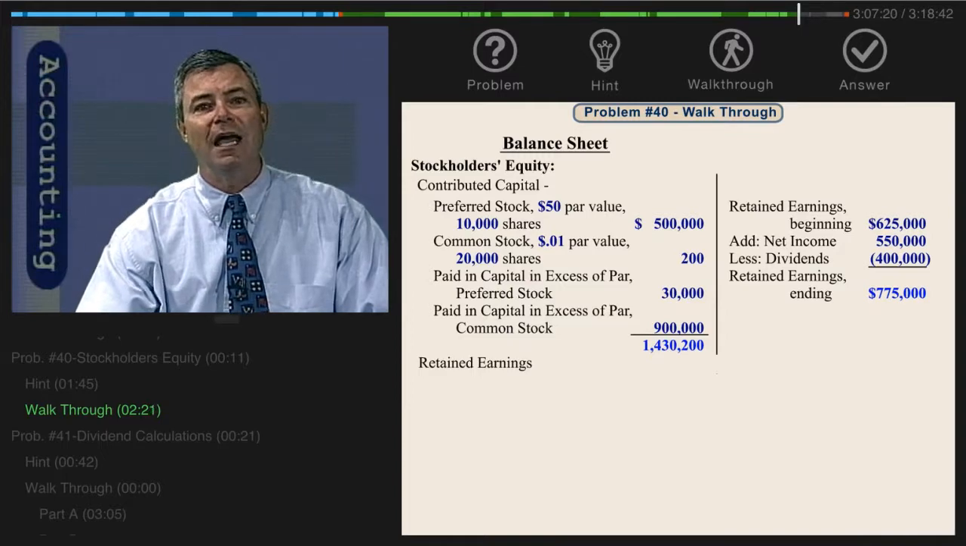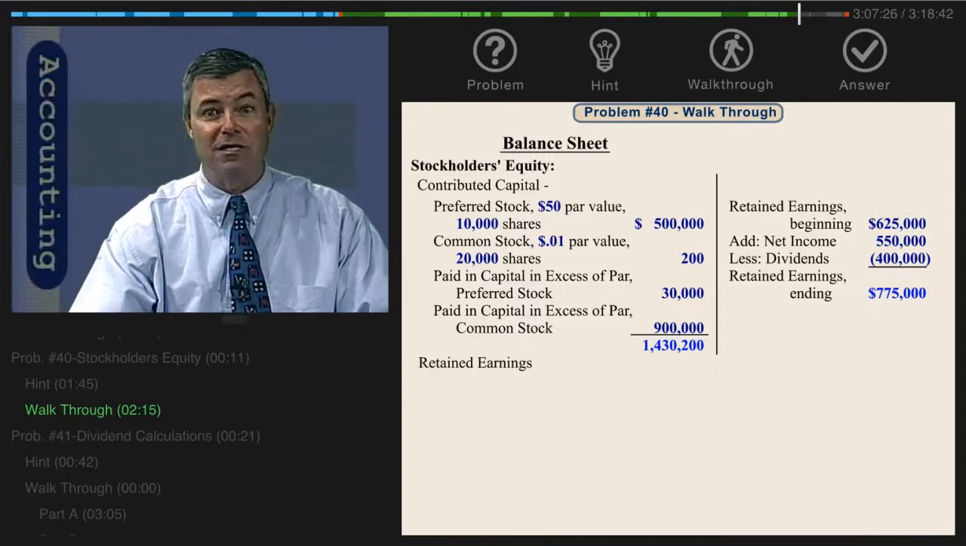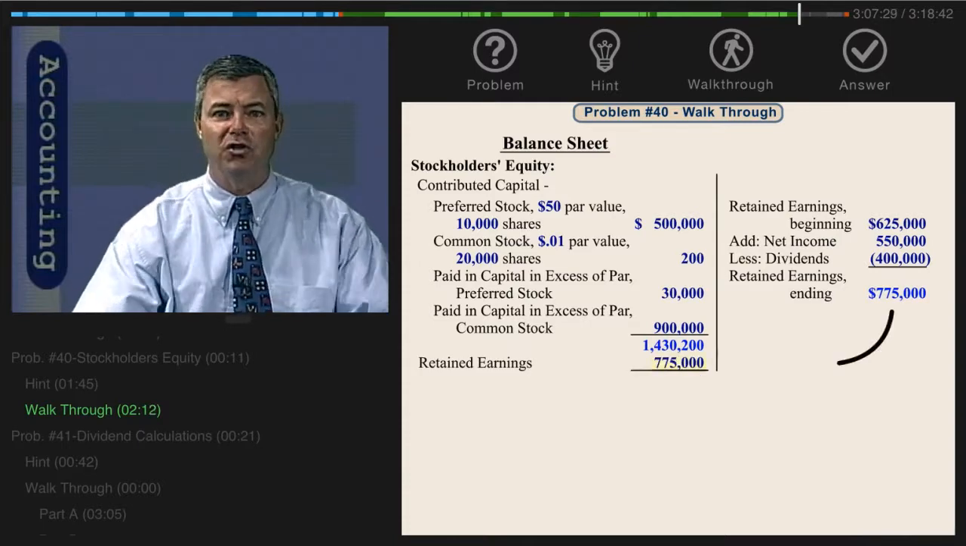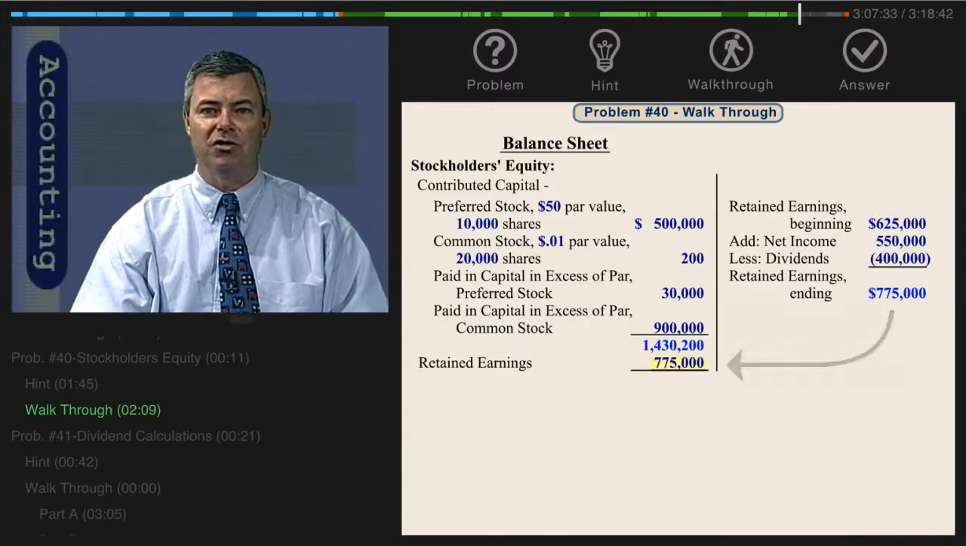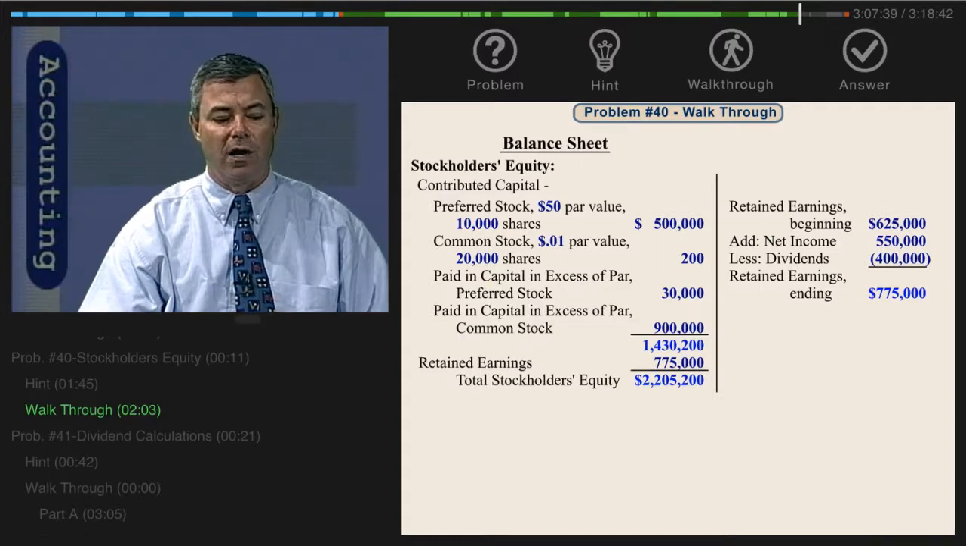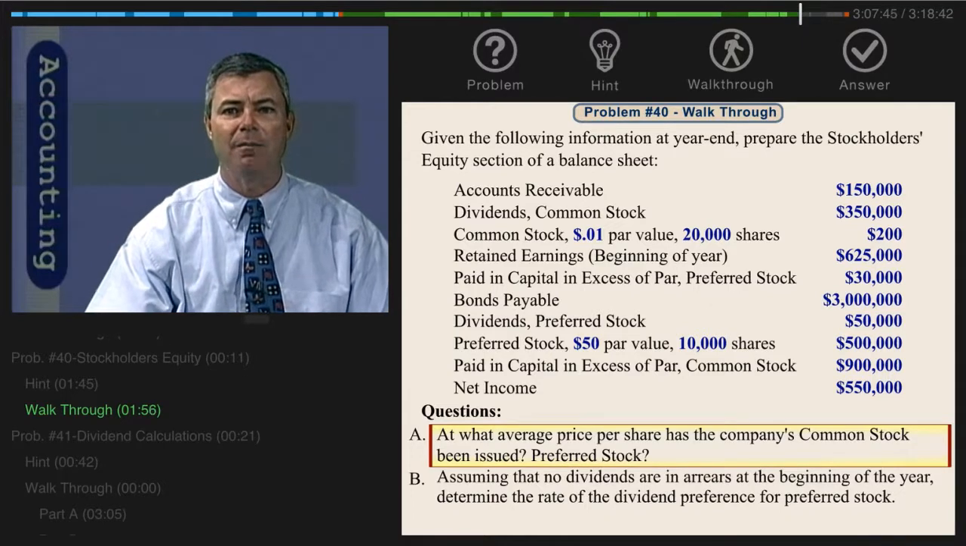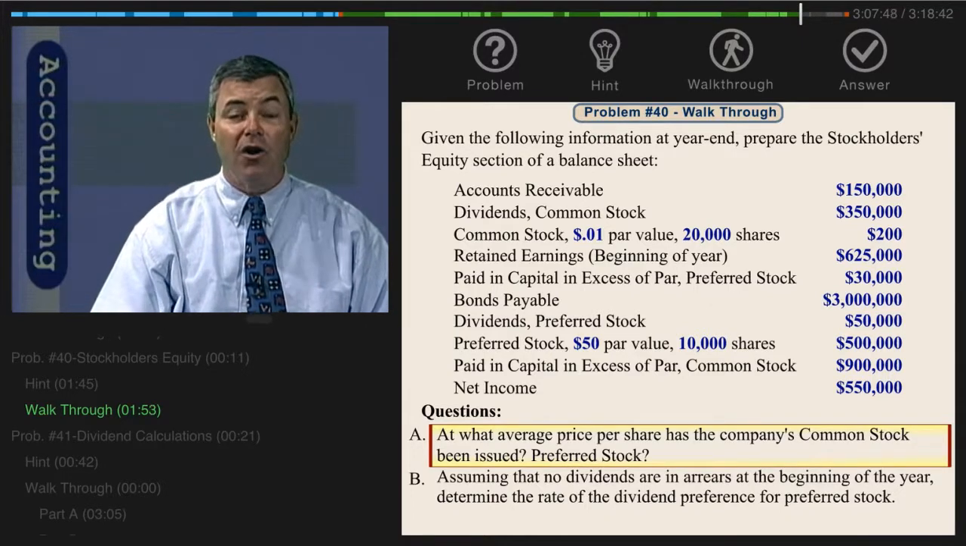Therefore, we had a net increase in retained earnings from the beginning to the end of the year, and it increased to $775,000. That is the amount that should be reflected in retained earnings on the balance sheet at the end of the year. The next question was, at what average price per share has the company's common stock been issued? And then also, what was the average price that the preferred stock has been issued?